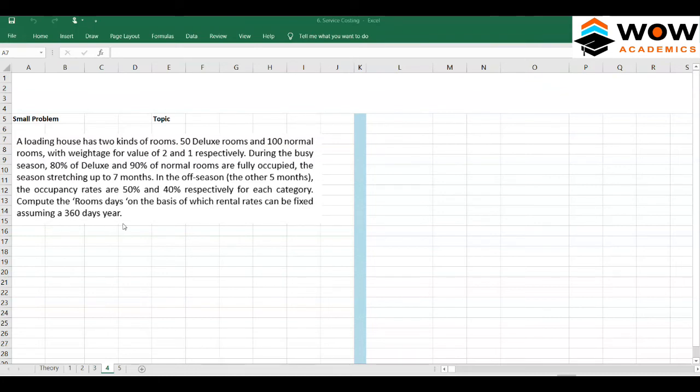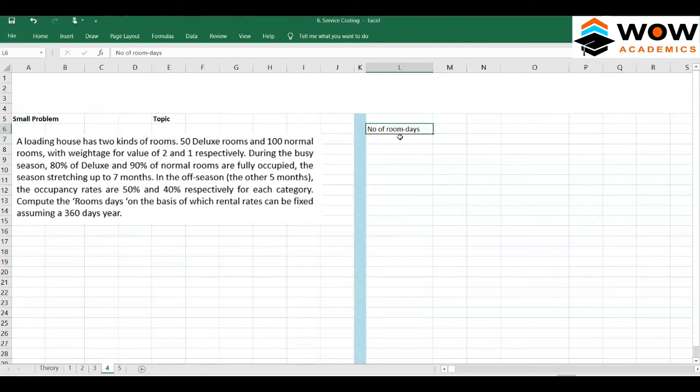So here two things are very important. One is the number of rooms and the other is the number of days. Put together, it's called room days. So we have to find out how many rooms are available and how many days are available.